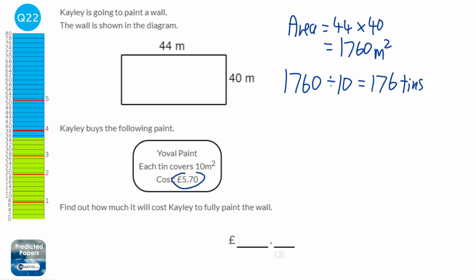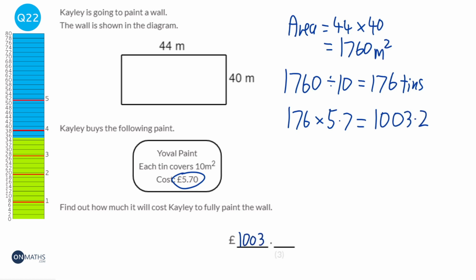That's the amount of tins we need. And each tin costs £5.70, so it'd be 176 times the 5.7, or you could do it as 570 pence and convert it at the end. And that gives us a price of 1003.2. And so as money, that would be £1,003.20.